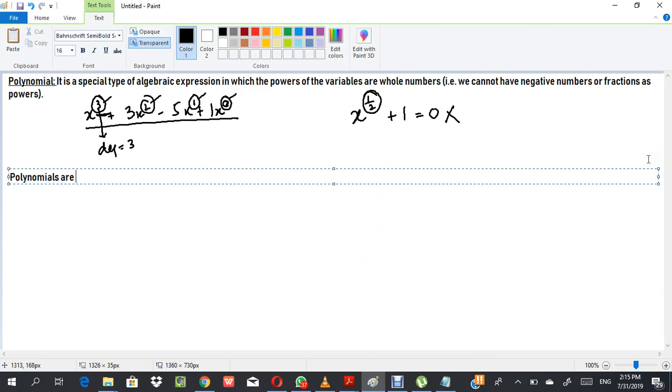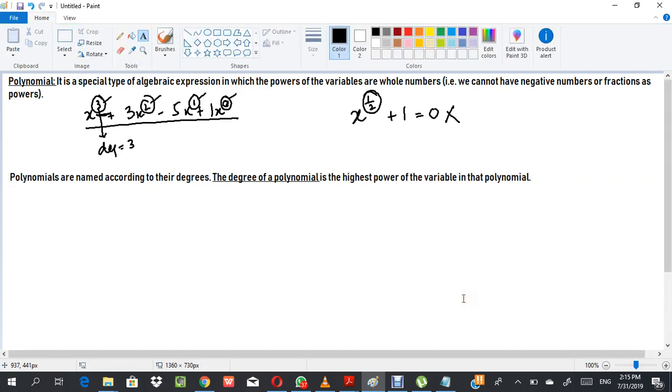Polynomials are named according to their degrees, and the degree of a polynomial, I'll underline this part, is the highest power of the variable in that polynomial. So now we'll take a number of polynomials with different degrees, and we'll discuss what we call those polynomials.